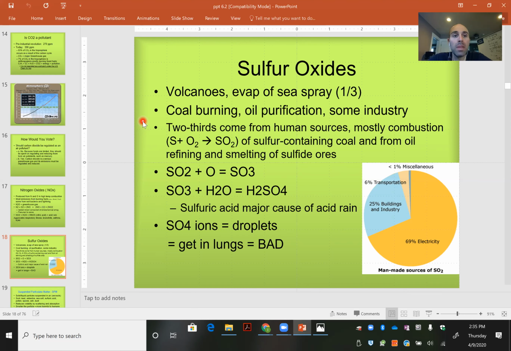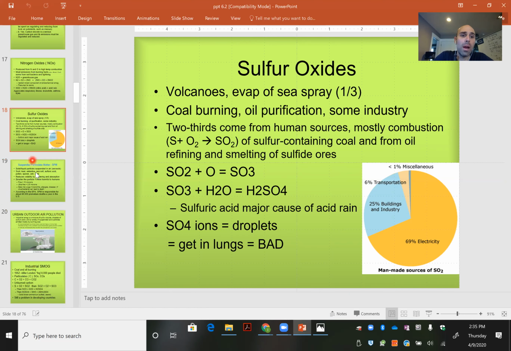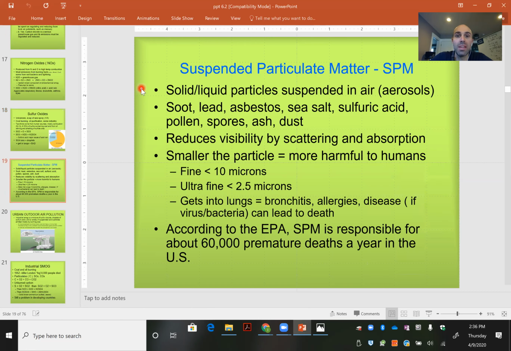All right. So we talked about the carbon oxides. We talked about the nitrogen oxides. We talked about the sulfur oxides. What is next, you ask? Well, let's find out. Suspended particulate matter, or SPMs.